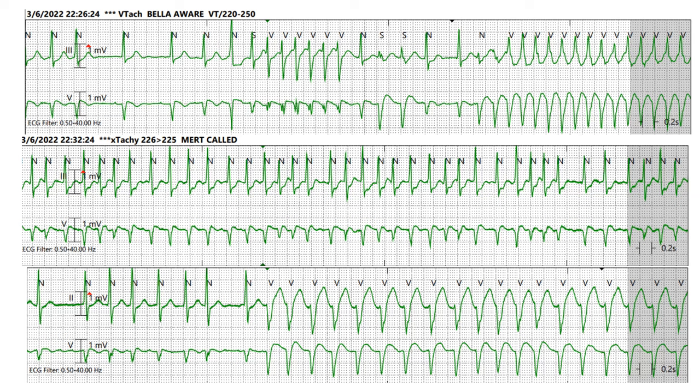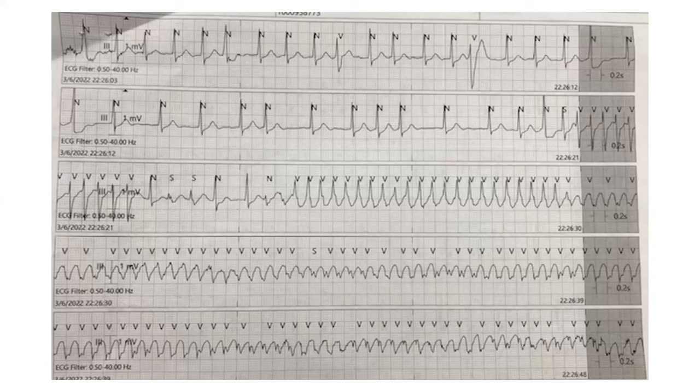I'll put it the other way. Just because something is irregular doesn't mean that it cannot be VT. And we actually encourage our fellows to look at the cycle length tediously and see whether there is any pattern in the cycle length. Because unless you are very meticulous in measuring cycle length, the eyeball cannot be very reliable when the ventricular rate is too fast.